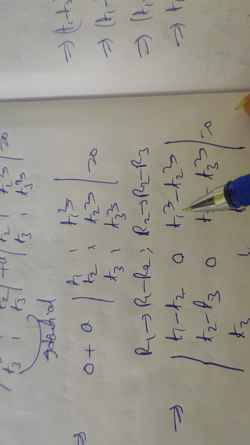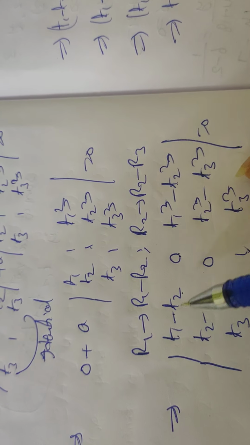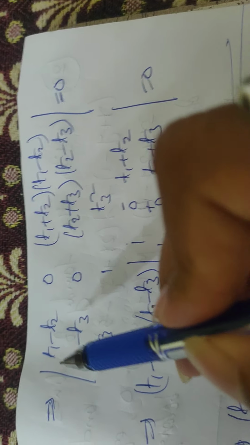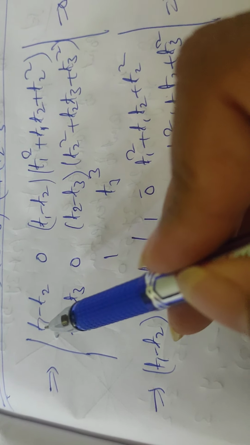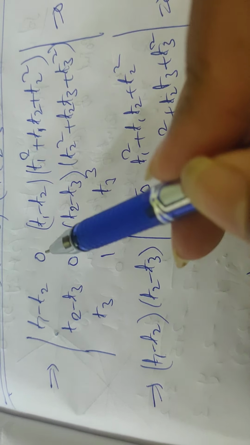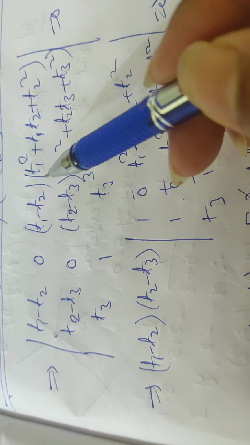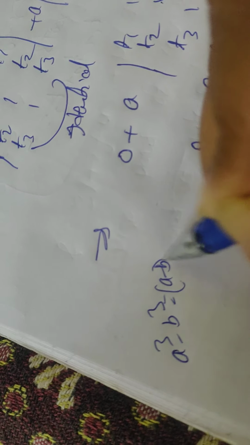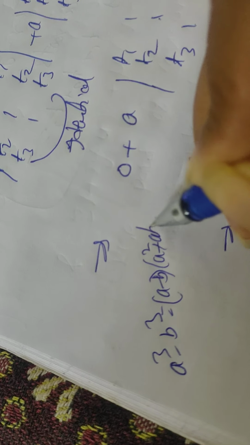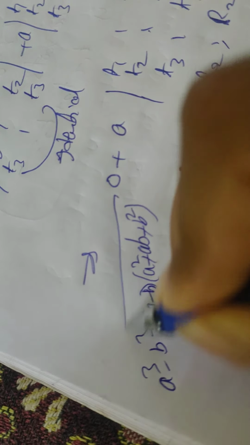If you apply the a cube minus b cube formula, we can get the same term t1 minus t2 here. So that is the expansion you see here. So this means expand. So this is nothing but t1 minus t2, 0. So the a cube minus b cube formula: a cube minus b cube is equal to a minus b into a square plus ab plus b square.